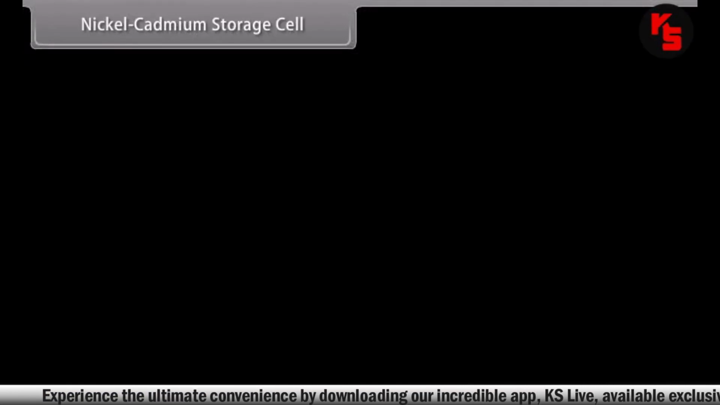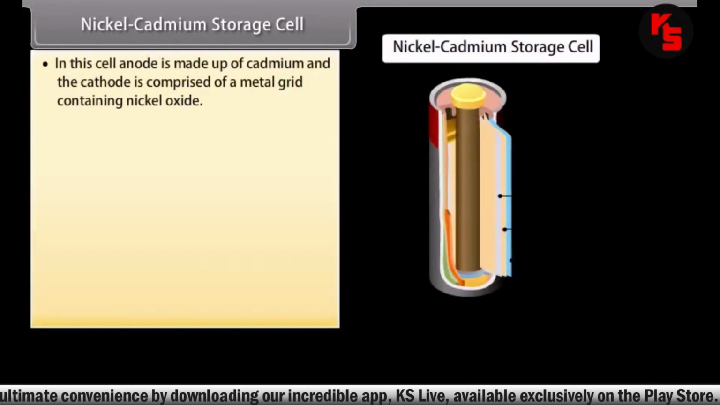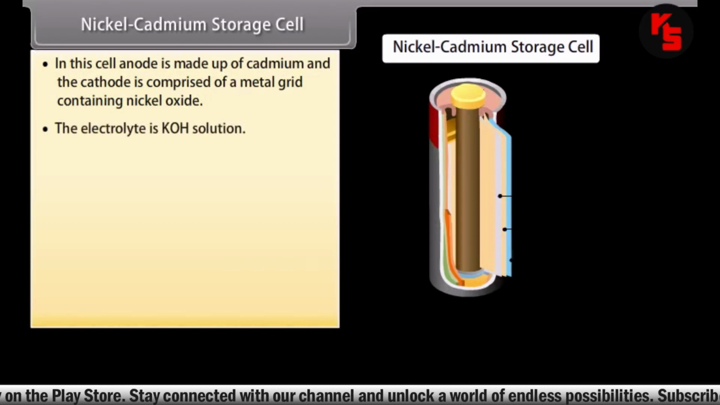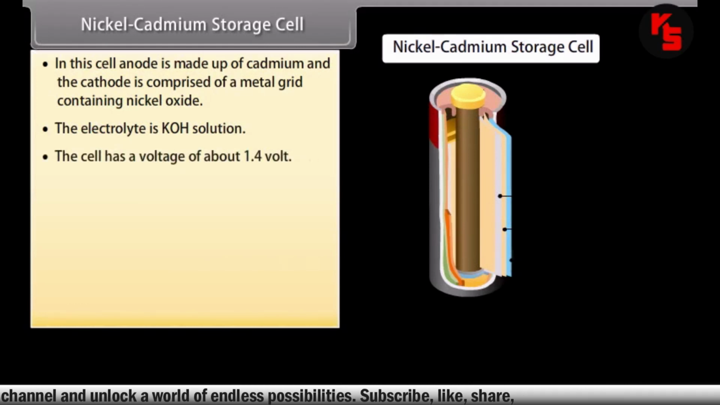Nickel-Cadmium storage cell. In this cell, the anode is made up of cadmium and the cathode is comprised of a metal grid containing nickel oxide. The electrolyte is KOH solution. The cell has a voltage of about 1.4 volts.